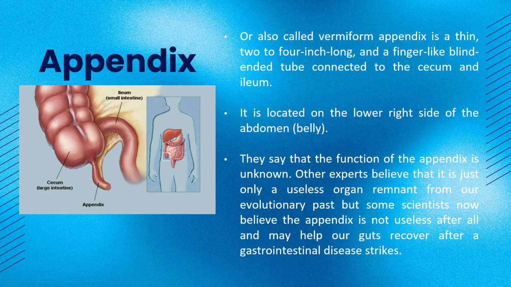So, what is appendix? Appendix, also called vermiform appendix, is a thin, 2 to 4 inch long, finger-like, blind-ended tube connected to the cecum and ileum. It is located on the lower right side of the abdomen or belly. They say that the function of the appendix is unknown.